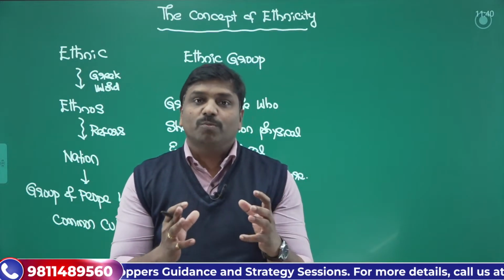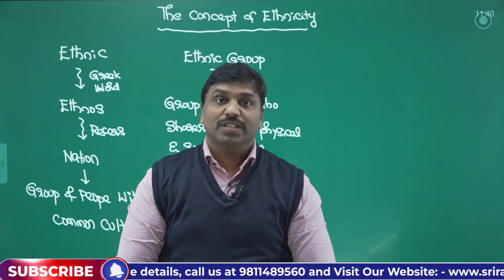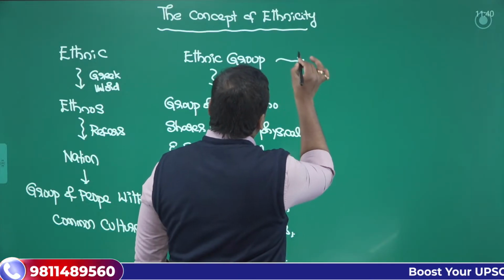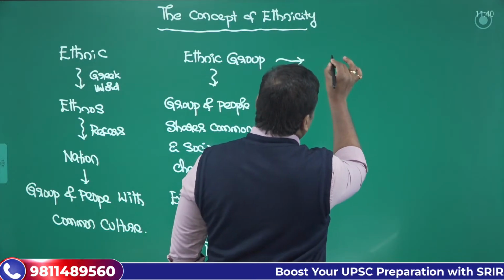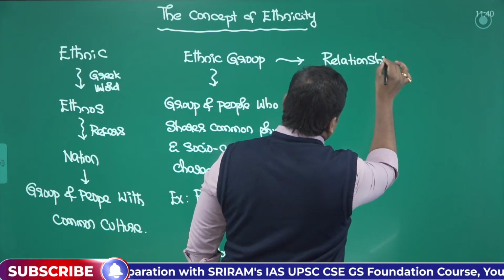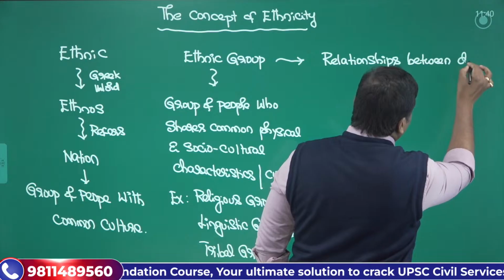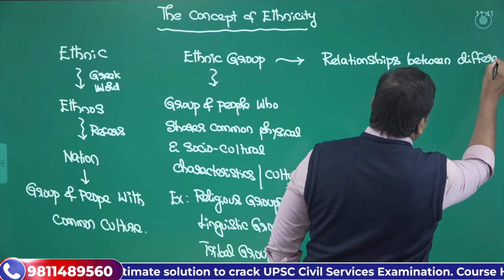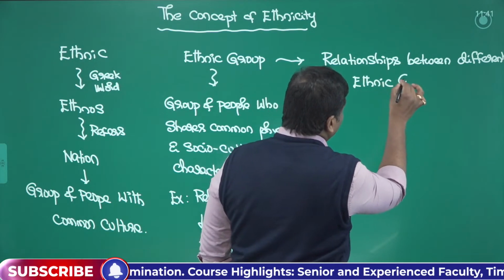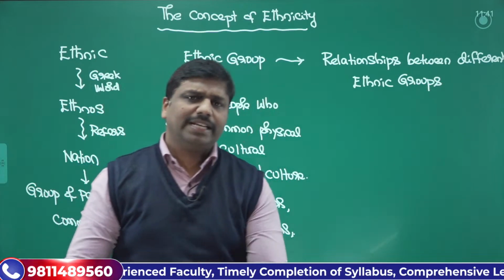Now, when different groups are present in society, can't we expect some interrelationship amongst themselves? So that's where you have to focus. Now, what happens from the ethnic groups? There we can expect a relationship between different ethnic groups that will be there in society. That means they will interact amongst themselves for various purposes.